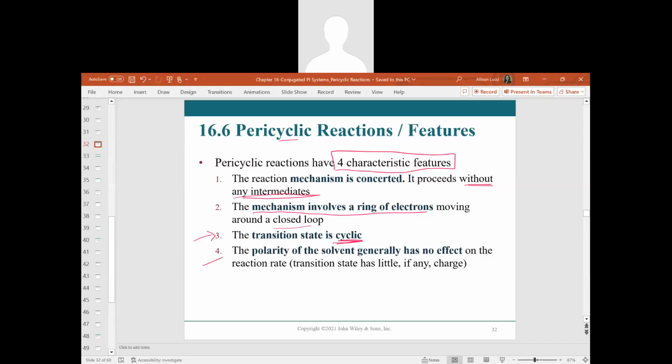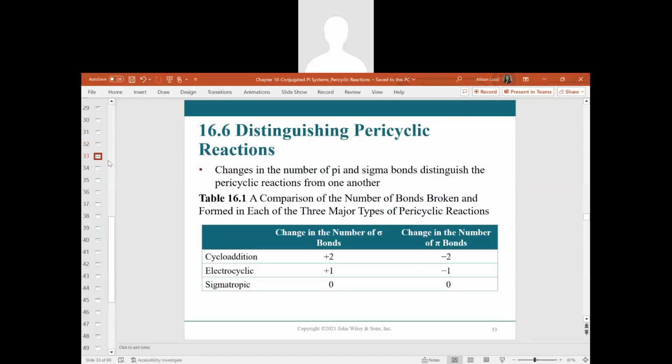And last but not least, in number 4 here, note that the polarity of our solvent really doesn't have an effect on the rate of the reaction, because our transition state, as we noticed earlier, is cyclic, and it would really have little, if any, charge. So that's why our solvent polarity really does not contribute to an effect on rate.